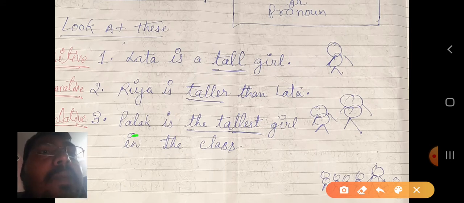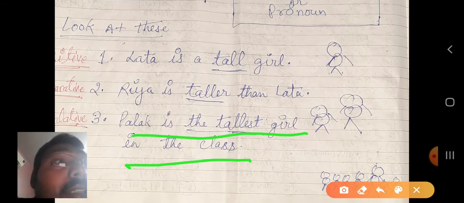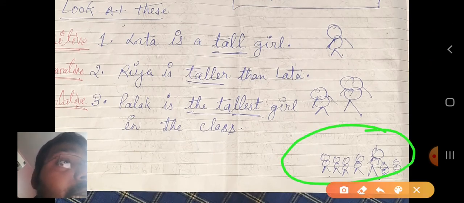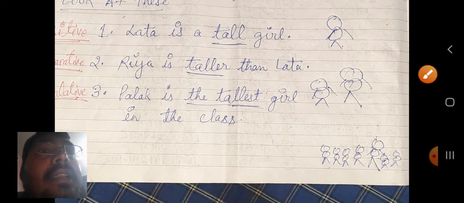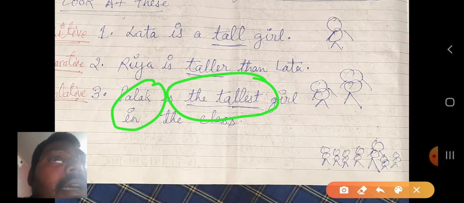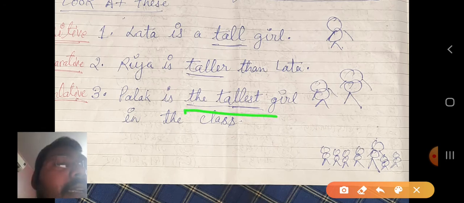Now you can see the third sentence: Palak is the tallest girl in the class. In the class there may be many girls. So if you talk about more than two persons or things, then we use the superlative degree, the tallest. Palak is the tallest girl in the class. This is the superlative degree.